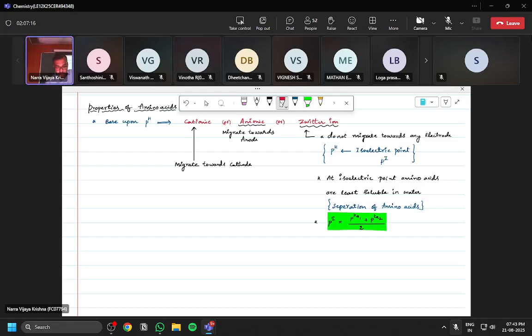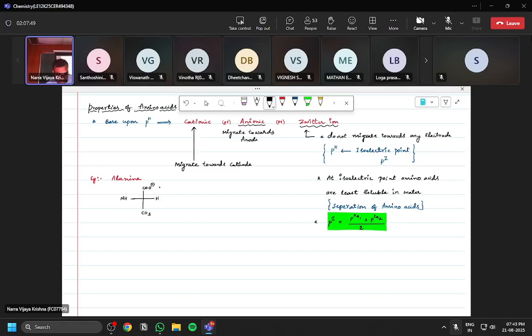Next, I'm taking one example, alanine. What is the structure of alanine? One methyl group should be there, so NH2. I'm taking one carbon, and here I am taking COOH, and here CH3. Now, at a particular pH, COOH will ionize to form COO minus and H plus.